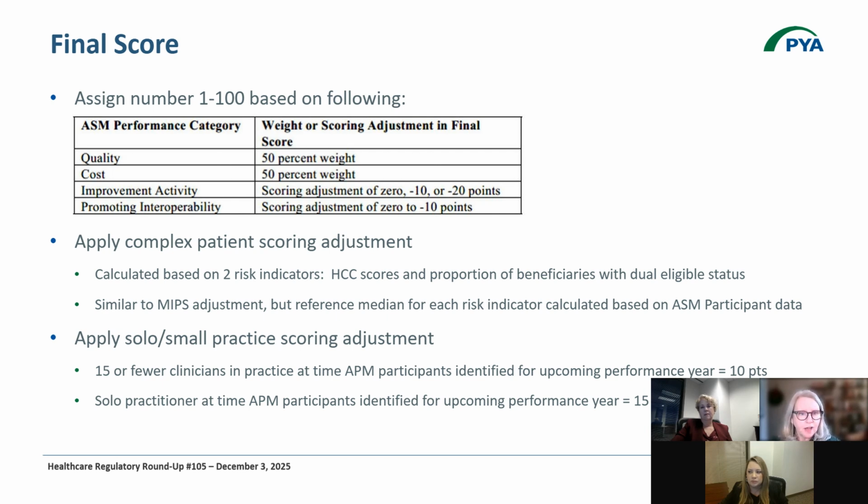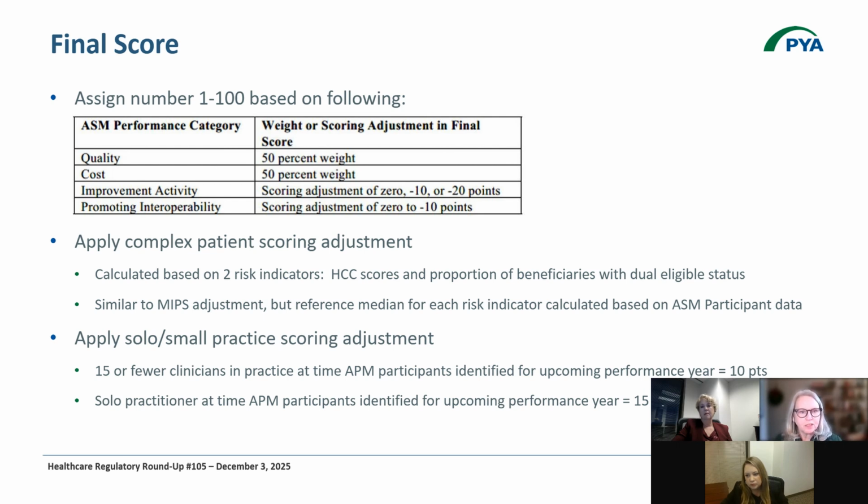So how do we get to the final score? It's really quality and cost. And cost, I should have mentioned this, I apologize. The cost measure they're going to use is, of course, that episodic cost measure that provides the basis for the model itself. So quality is 50%, cost is 50%. You only get in trouble if you don't do improvement activities or promoting interoperability. So you have a scoring adjustment.